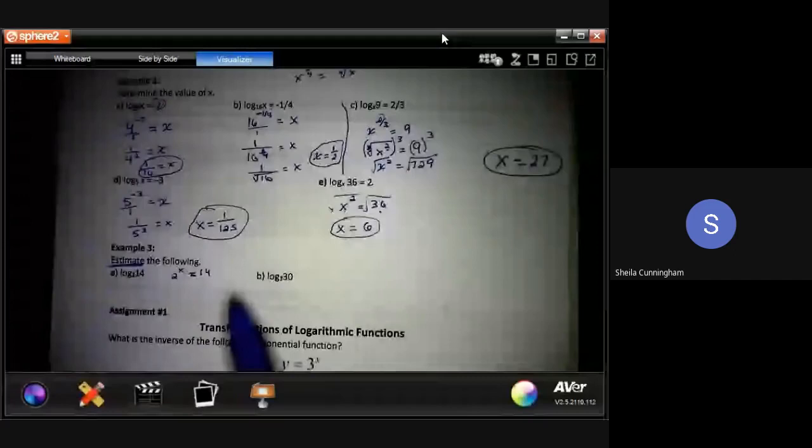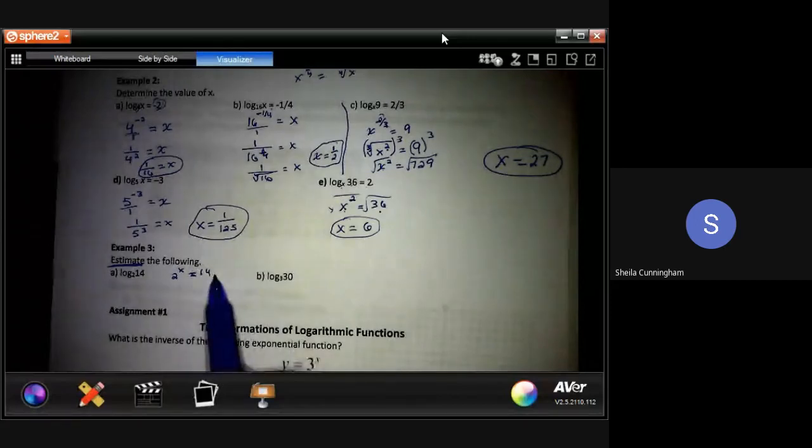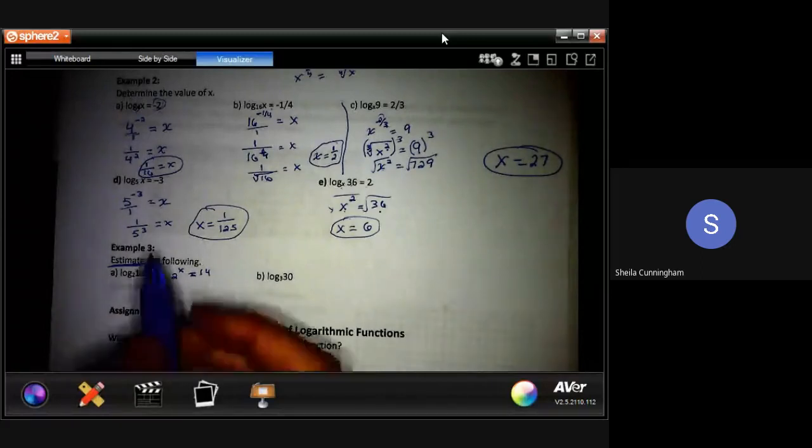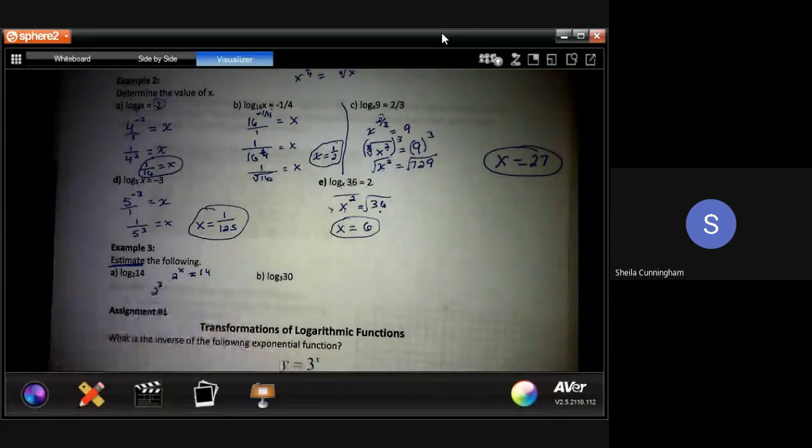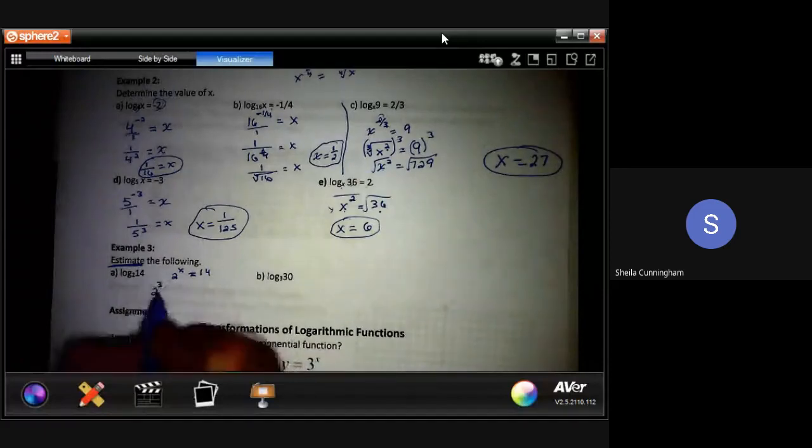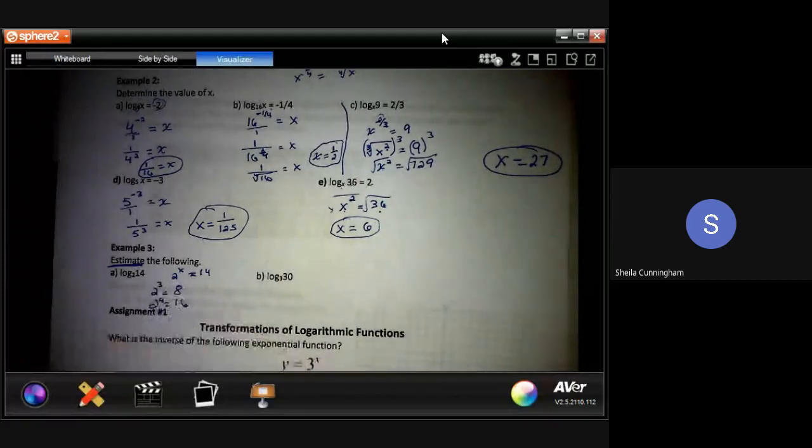So what you want to do in these ones is think about your common powers of 2, and think about finding one that gives you an answer just above the 14 and one just below the 14, because it gets us into the right range of where we're supposed to be. So in this case, I go, oh, well, 2 to the power of 3 would give me 8. I know 2 to the power of 4 gives me 16. So right there, I know I'm going to be between 3 and 4.